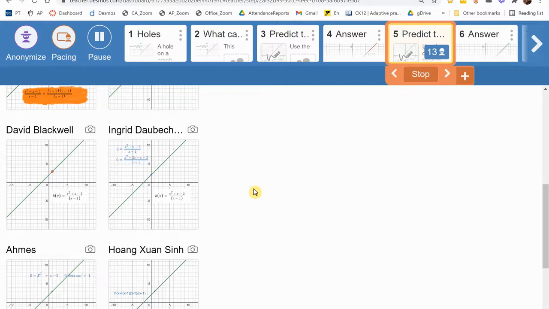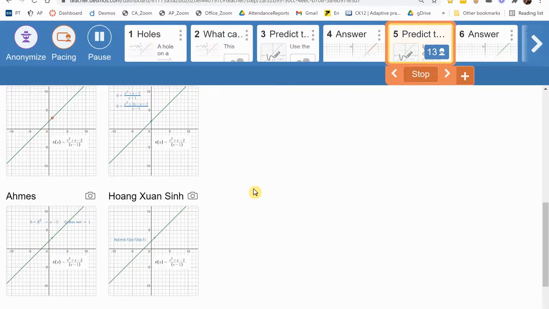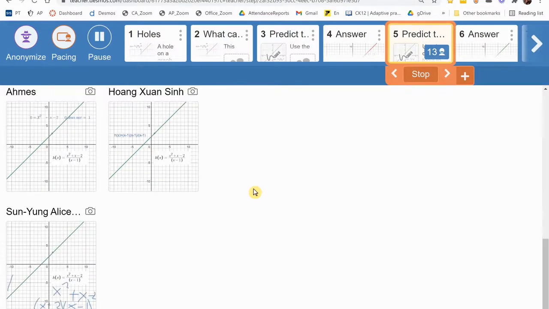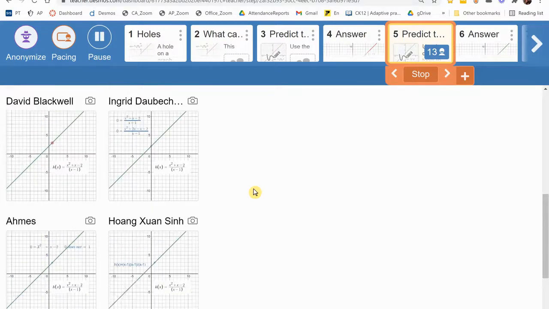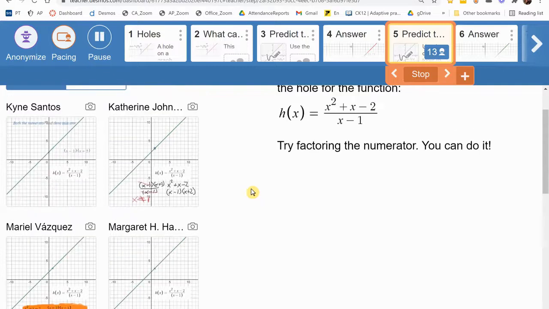Ingrid, I like the factoring by grouping. You're getting there. Sun Young, that one looks good. I can read anything. It's another one of my teacher's superpowers. Is that a 2 or 3? 3. Good. So it's a 3. And yep, I see the mathematics for it. Very good.